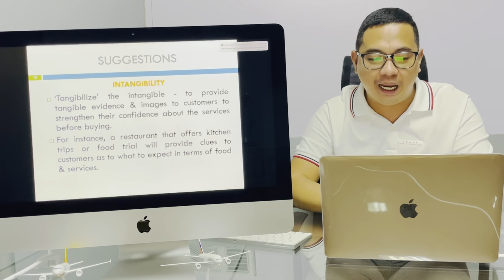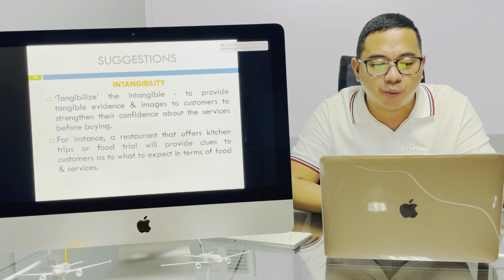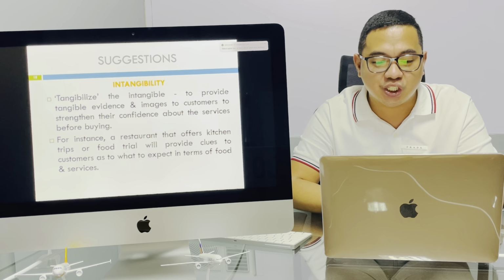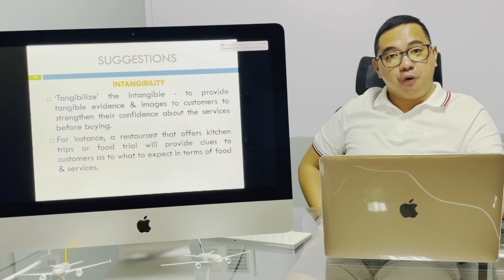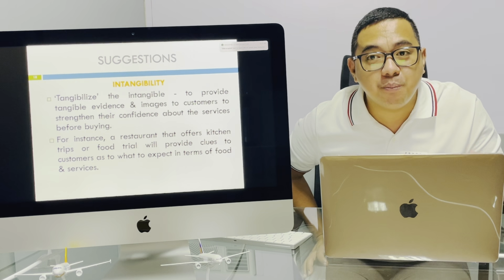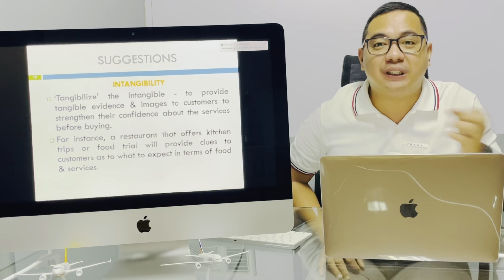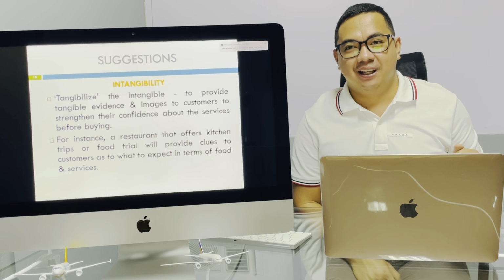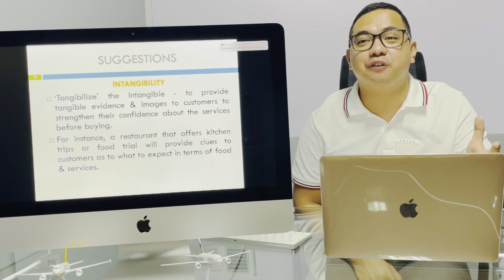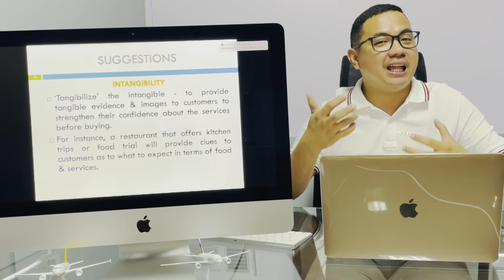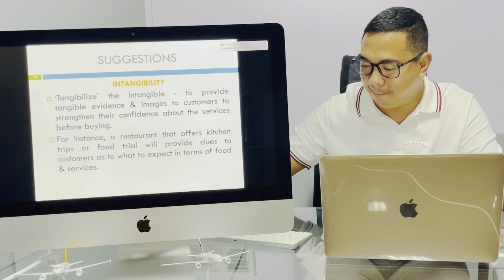For instance, a restaurant that offers kitchen trip or food trial will provide clues to customer as to what to expect in terms of food and services. This is true. How are you going to promote your new food? How are you going to promote your new menu? By giving what? A food taste. Free food taste. Food tasting. Invite mo sila to come to your restaurant, to check on your menu. You give it for free. Para nga ma-entice mo sila and then they will give a review. Ay, manami gid man, no? Okay? Amo na.